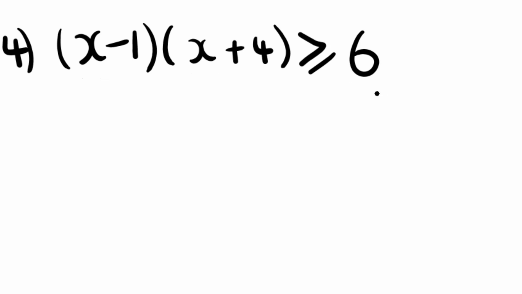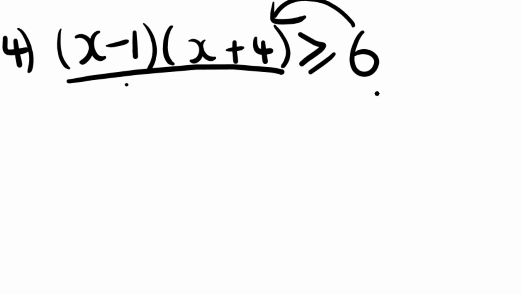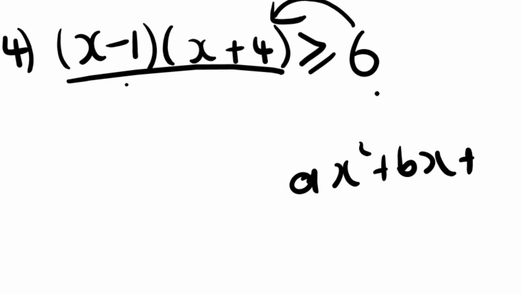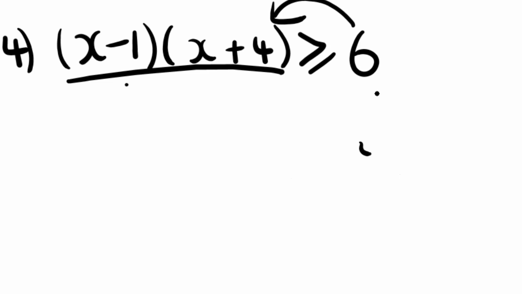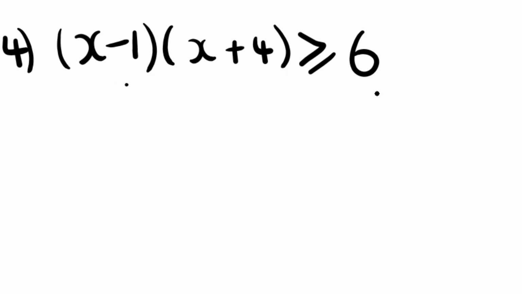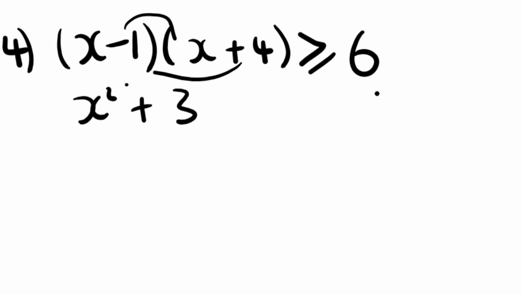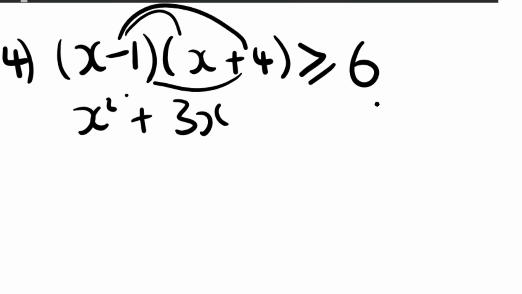What we have to do here is break this bracket down and then bring 6 to the other side as well. Then you'll write it in standard form, that is ax squared plus bx plus c, then an inequality sign and 0 on the other side. We have x times x, that is x squared, plus 4x minus 1x, that is plus 3x, and then minus 1 times 4 is just minus 4.